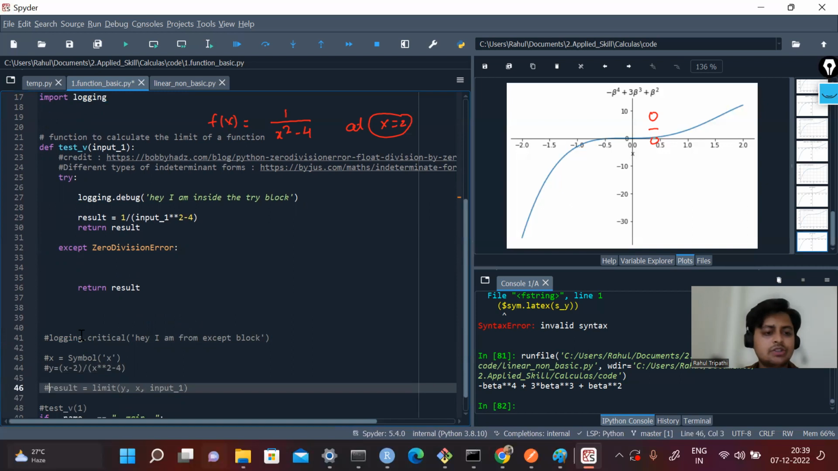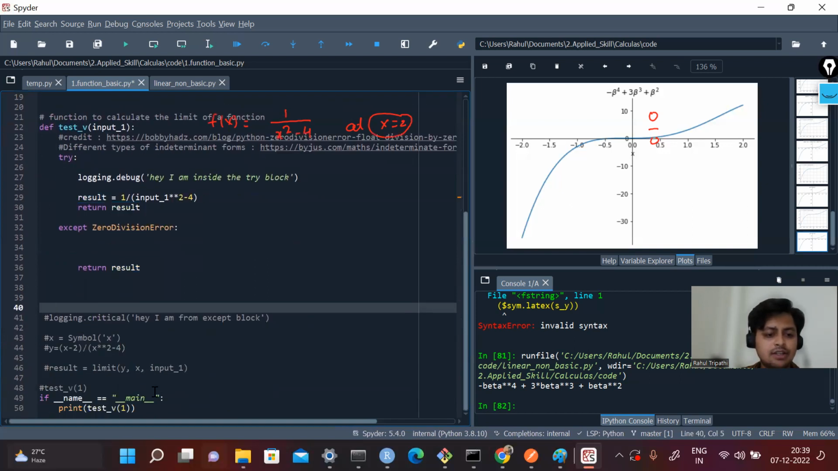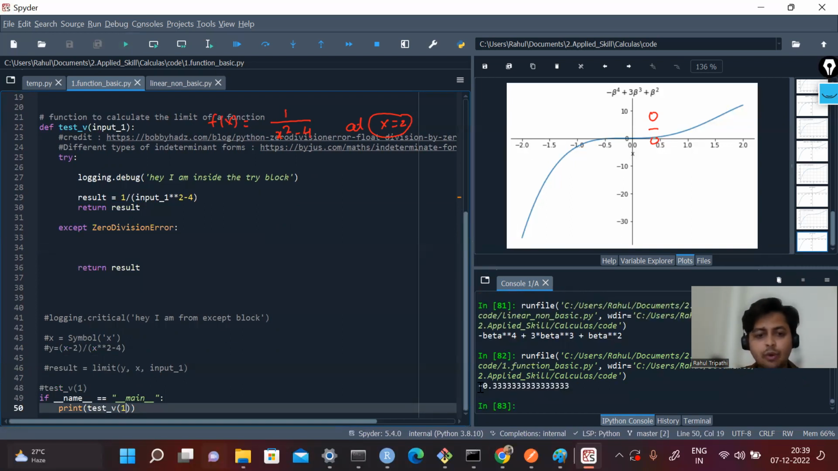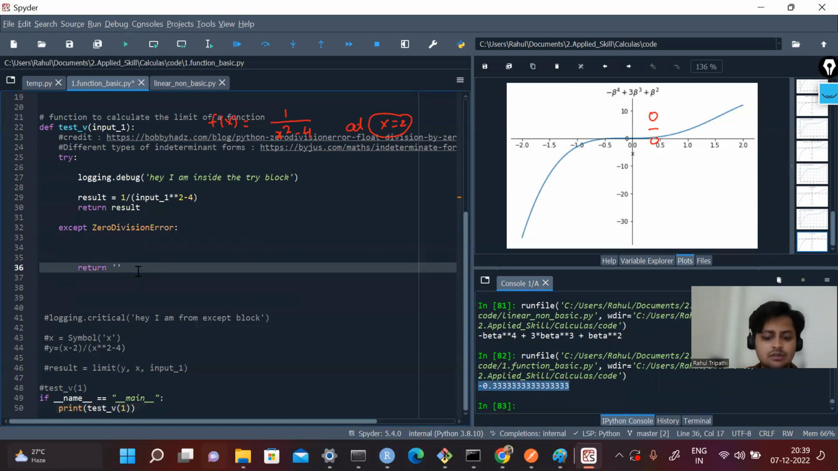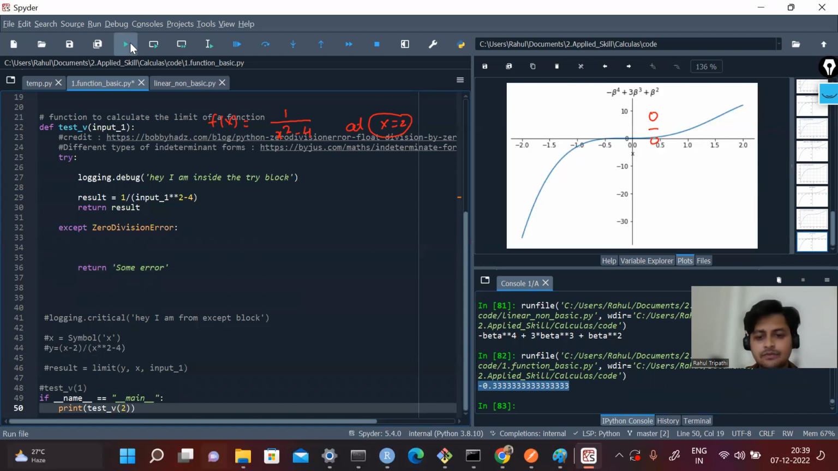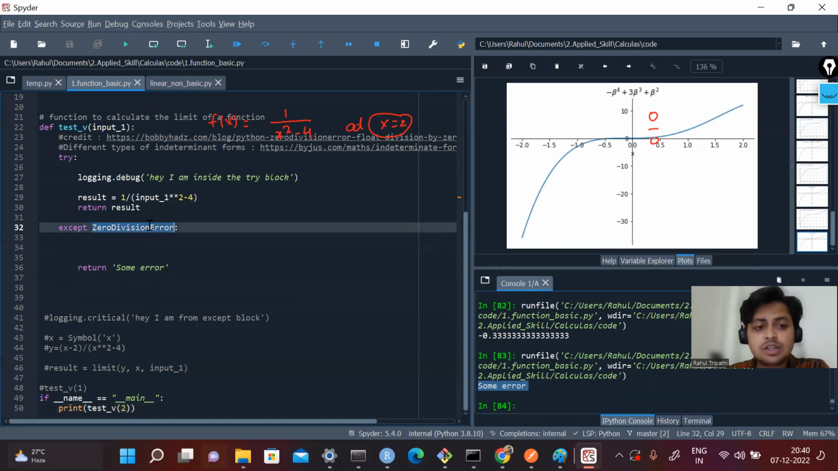So what we're doing actually, let me run it. Now at point 1 we are able to find the answer. Now if I pass 2 here, I will get an error. What kind of error? That is the zero division error, because again we are encountering the 1 by 0 problem. So how to solve this problem? To solve this problem, we will use the concept of limit. We will find out the limit of this function.